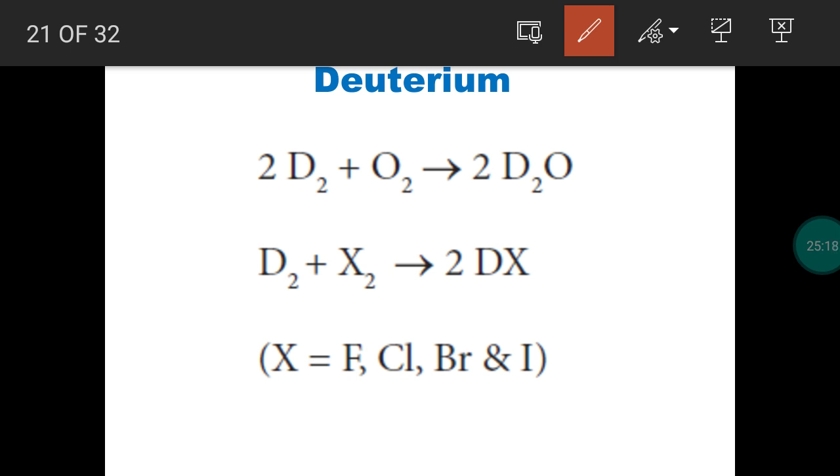Next, chemical properties of the deuterium molecule. Like hydrogen, deuterium also combines with oxygen to form heavy water. It's called deuterium oxide, and can also be called heavy water. Deuterium combines with halogens, it forms halides. Like hydrogen halide, deuterium also forms halides.